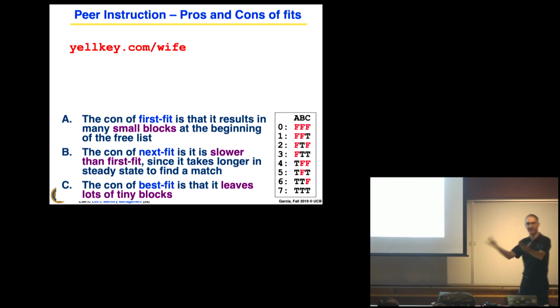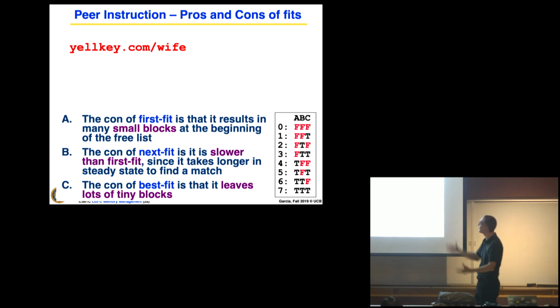Con means downside. What's the downside? What's the disadvantage of each of these? First fit results in many small blocks at the beginning. Next fit is slower than first because it takes longer at steady state to find a match. And best fit leaves a lot of tiny blocks.